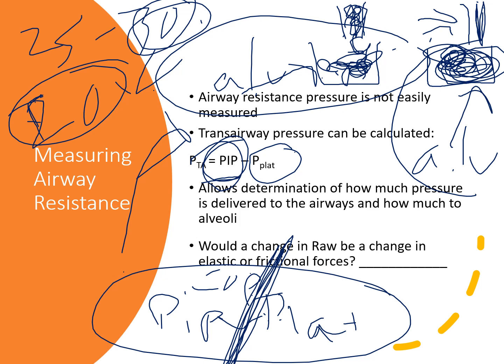So what would a change in raw be? A change in elastic or frictional forces? Well, of course, we just talked about this. A change in raw is a change in the straw, right? It's a change in the size of that diameter, or radius of the airway, sorry. Radius of the airway. So this would be a frictional change. There's more frictional force to drink through a smaller straw. There's more frictional force to deliver gas through a smaller airway, whether you're exhaling or inhaling.